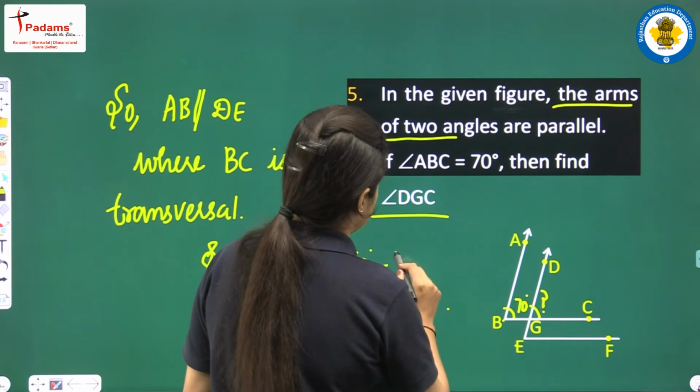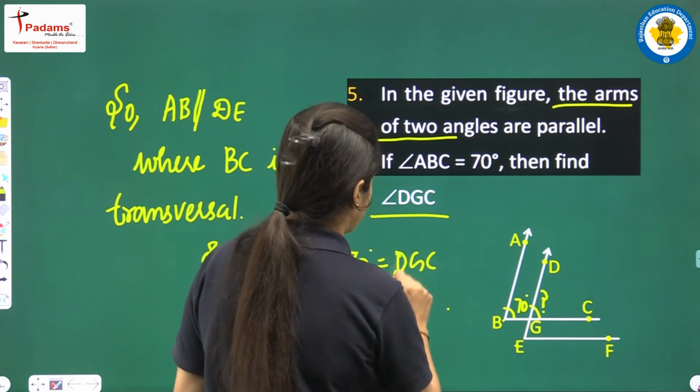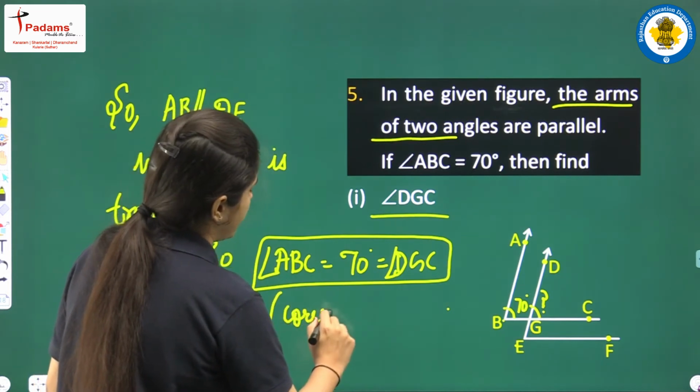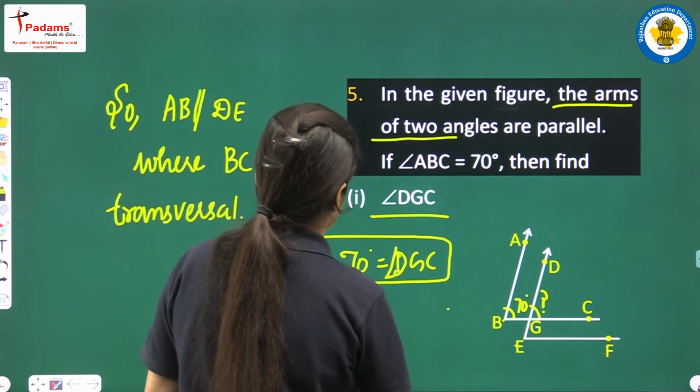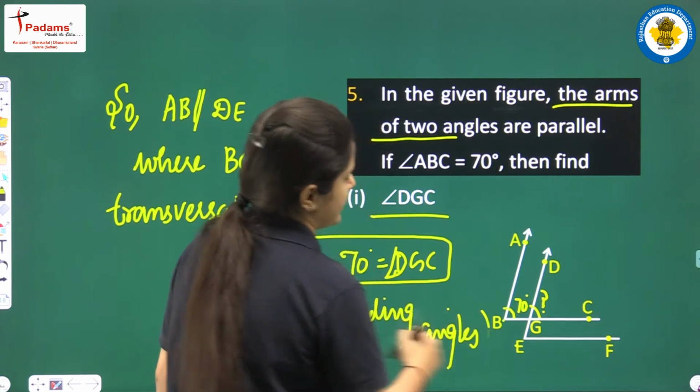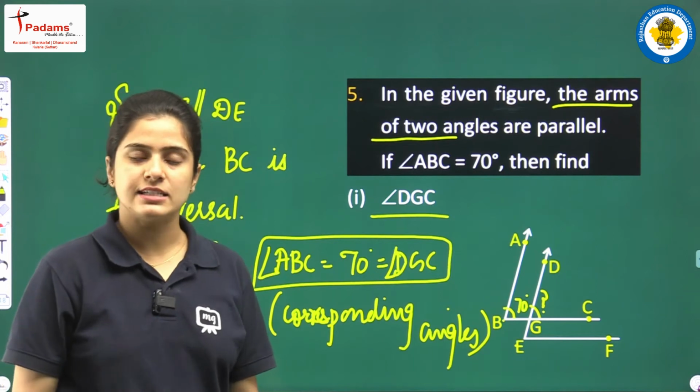So students, the solution to this is, angle ABC will be equal to angle 70 which is equal to angle DGC. Okay, students, this is the thing because of corresponding angles. This is because of corresponding angles, students.